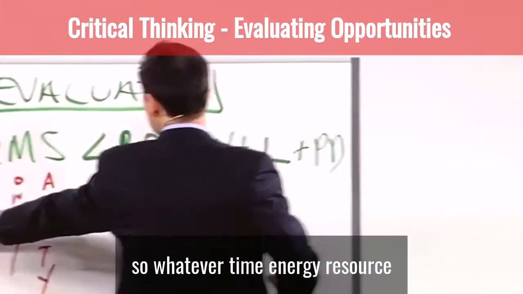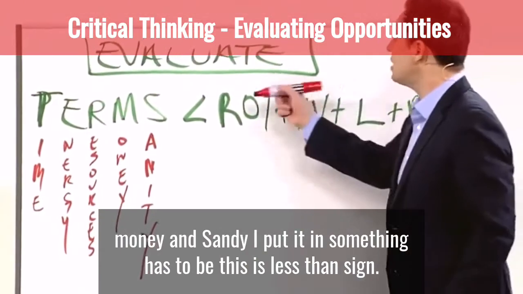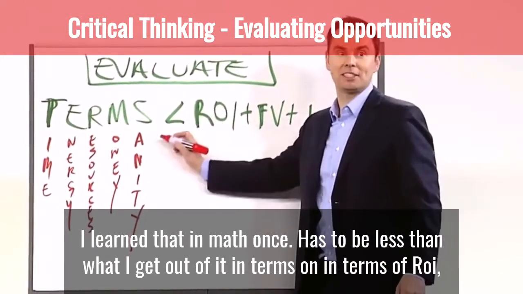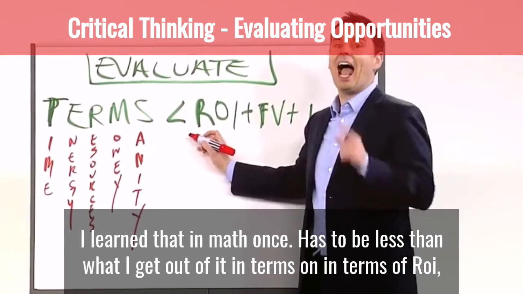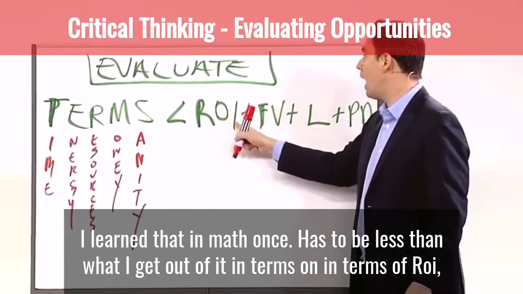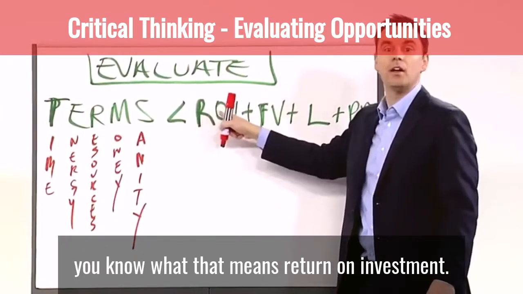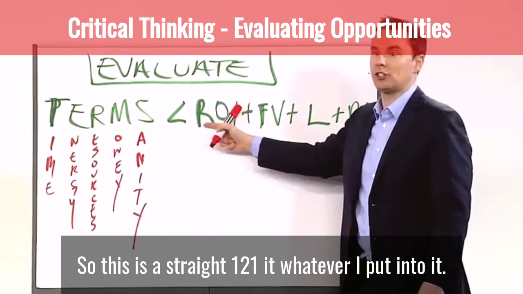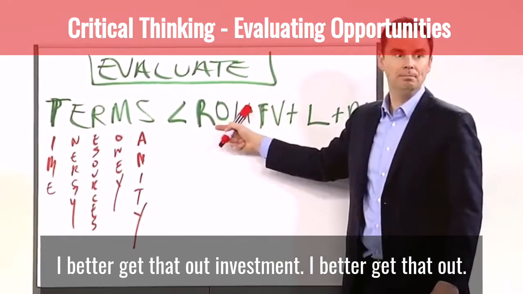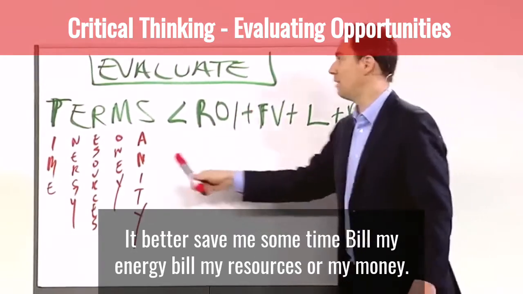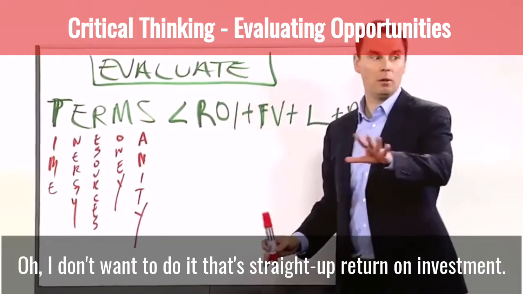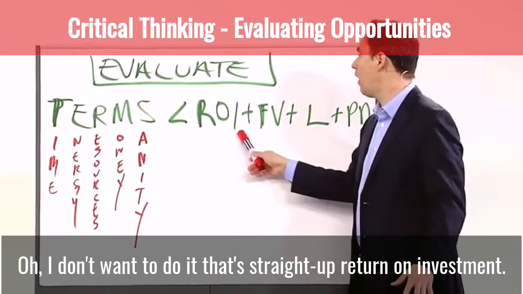So whatever time, energy, resources, money, and sanity I put into something has to be, this is the less than sign, I learned that in math once, less than what I get out of it in terms of ROI. You know what that means? Return on investment. So this is a straight one-to-one. Whatever I put into it, I better get that out. It better save me some time, build my energy, build my resources or my money, or I don't want to do it. That's straight up return on investment.